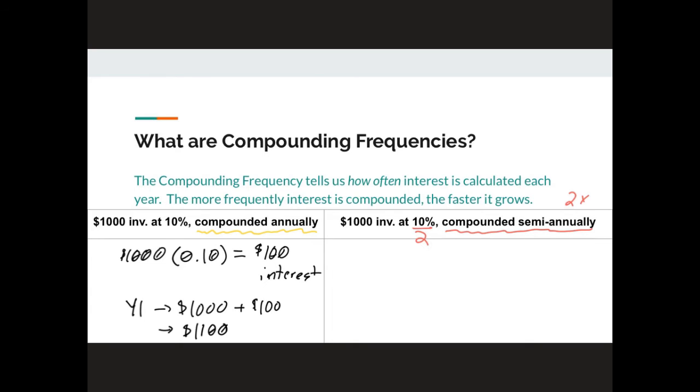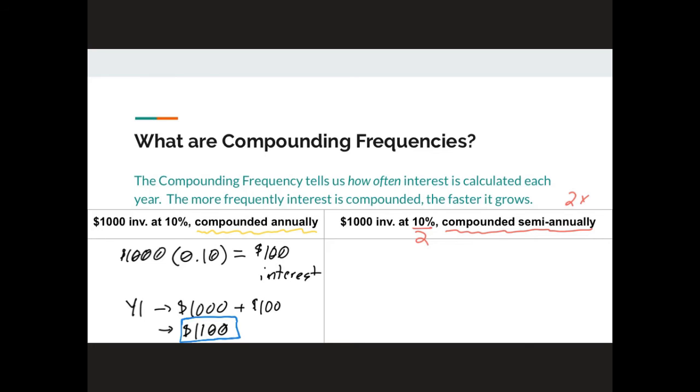Now, I'm not going to calculate it in this example, but if we wanted to figure out how much interest we were to earn in year 2, it would not be $100, because our interest in year 2 is based on this new figure, which is the original principal plus all of the accumulated interest up to that point in time.